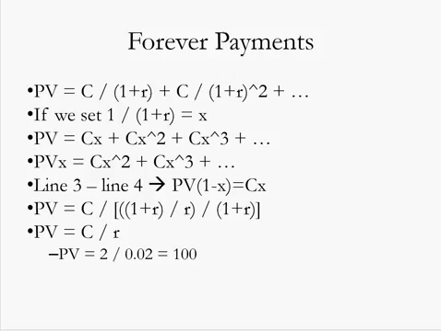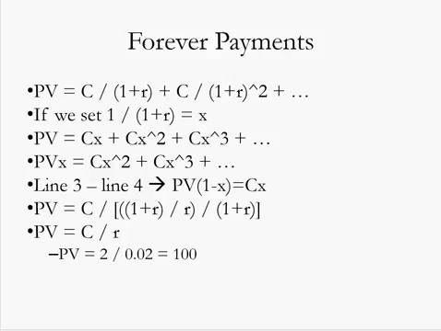So we would say we want to know what the present value is, and the present value of those payments is $2 divided by 1 plus r, right? That's the present value of a payment in year 1, plus $2 divided by 1 plus r squared, right? That's the present value of a payment in year 2, and then plus dot dot dot. Why? Because, right, this pattern will continue forever.